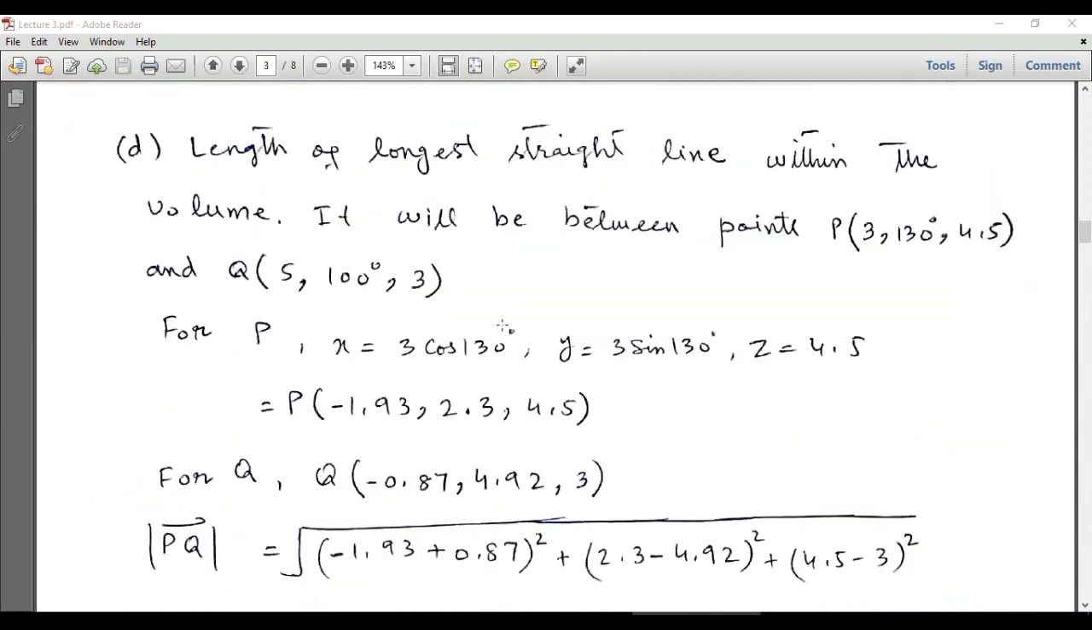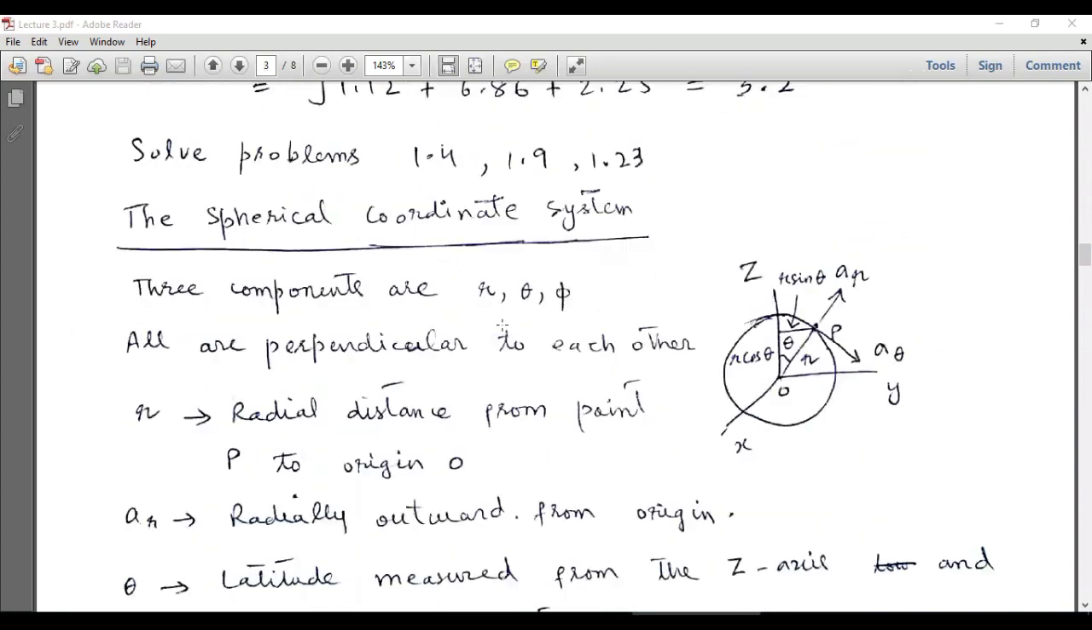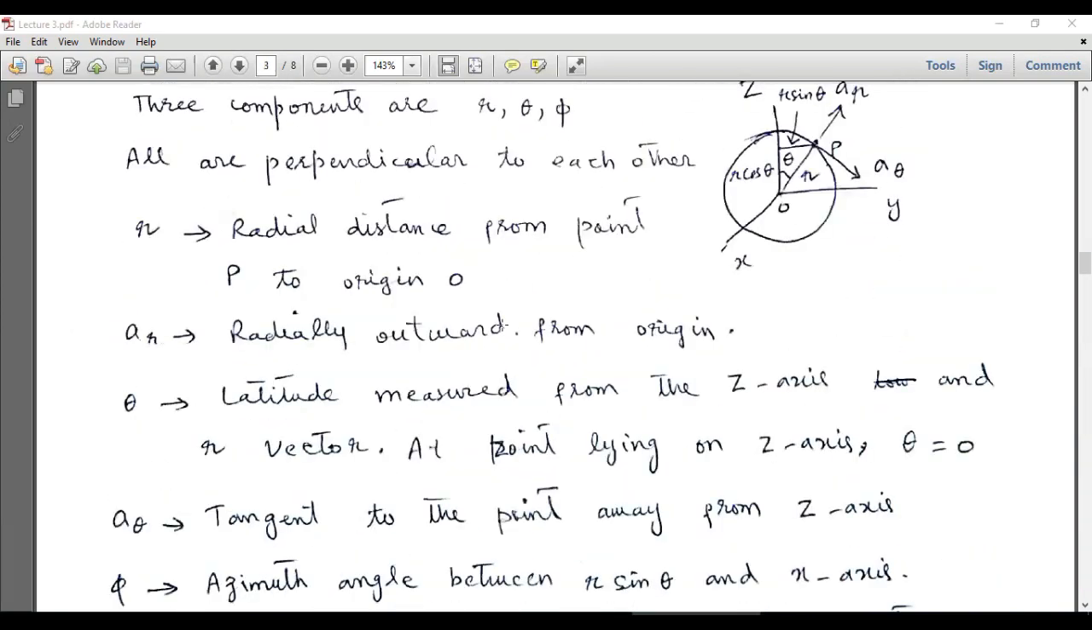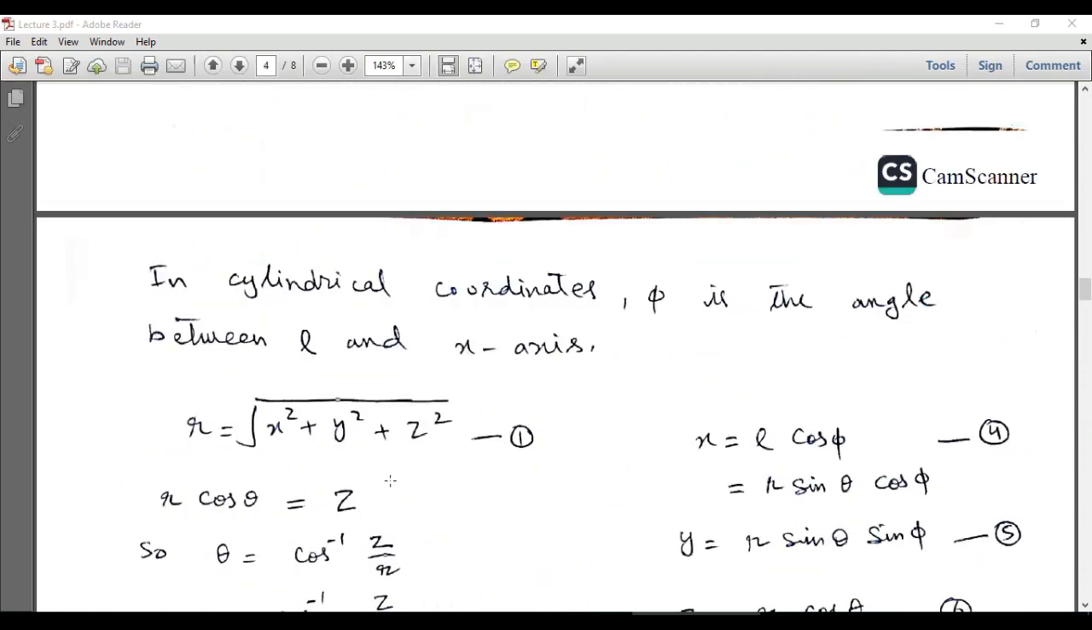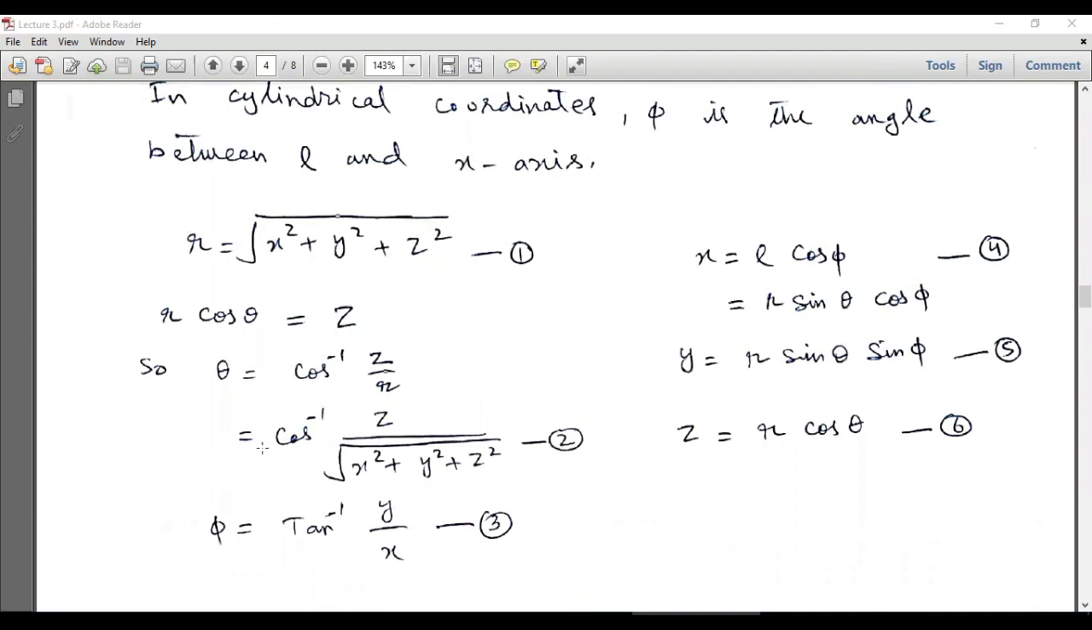So you can see from here that z is equal to r cos theta. So theta is equal to cosine inverse of z over r. So this is equal to cosine inverse of z over the square root of x square plus y square plus z square. And phi is the same as in the cylindrical coordinates, and it is equal to tangent inverse of y over x.